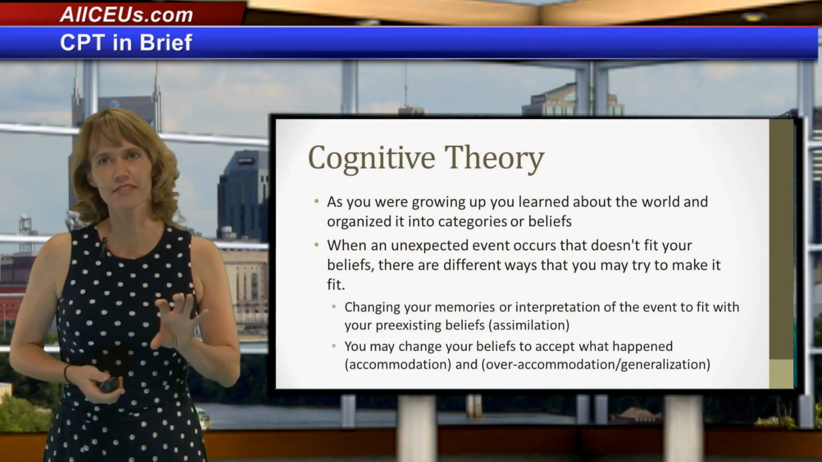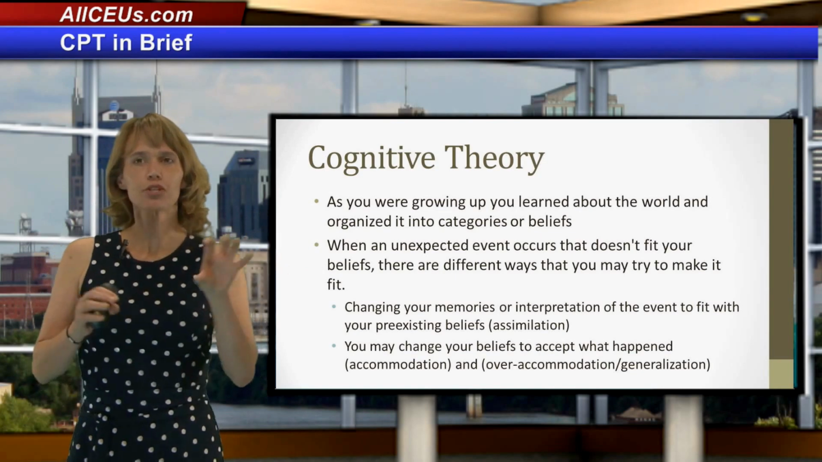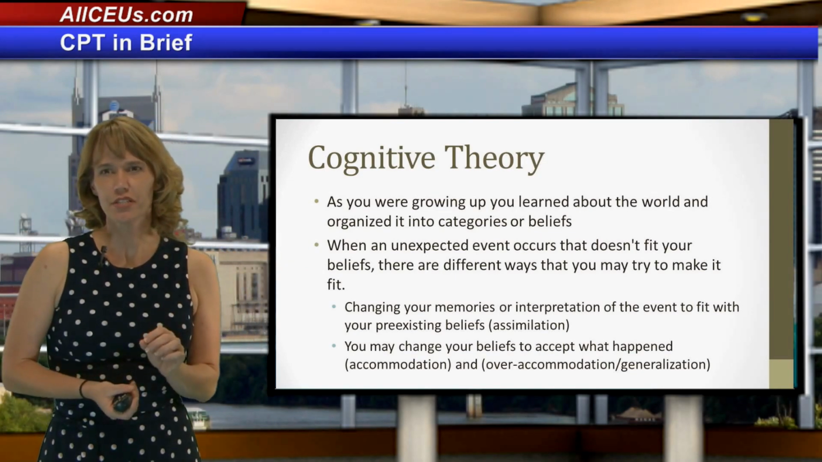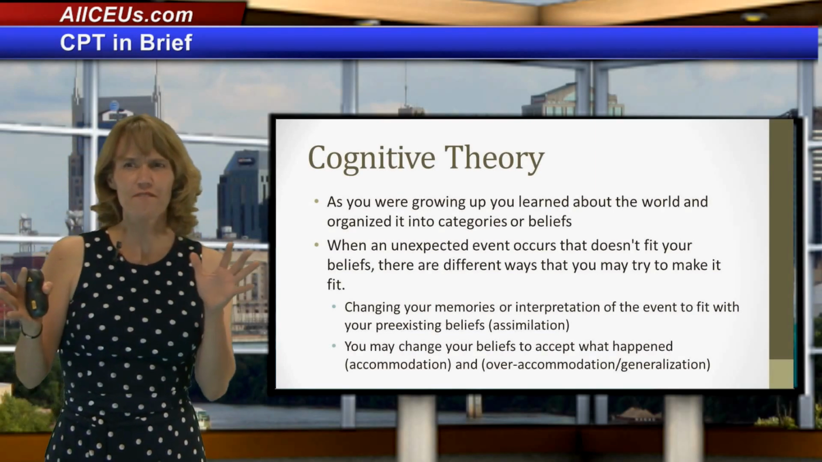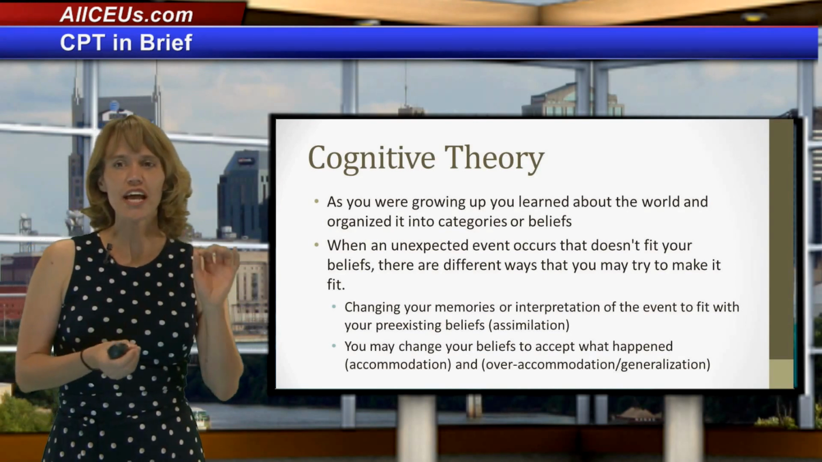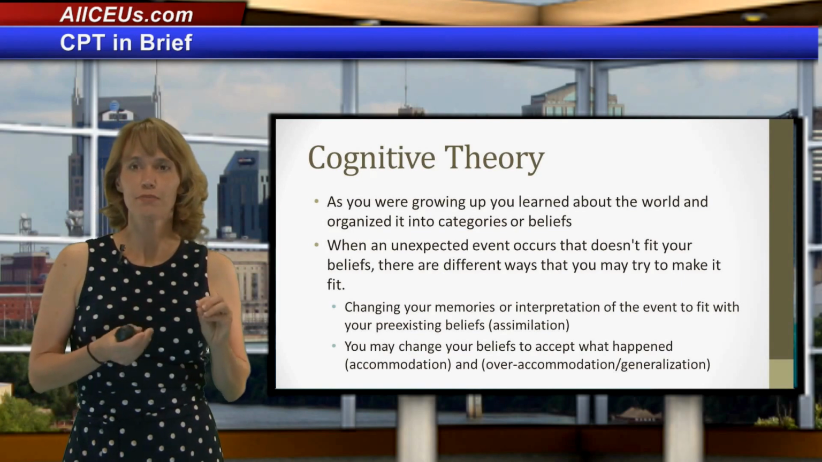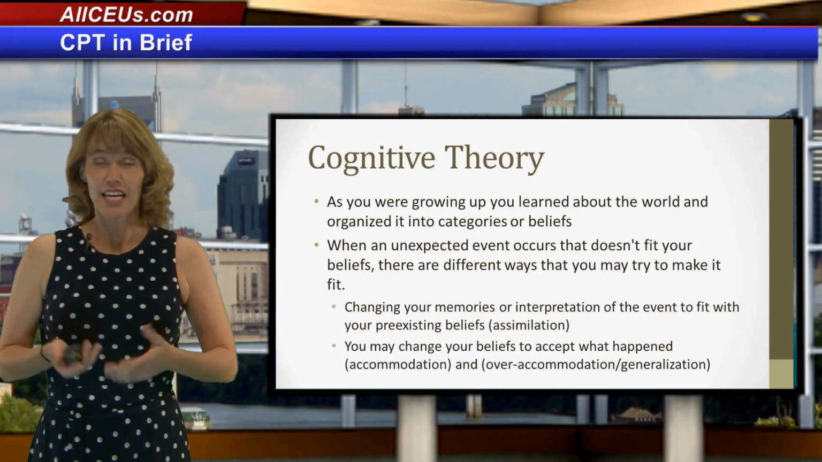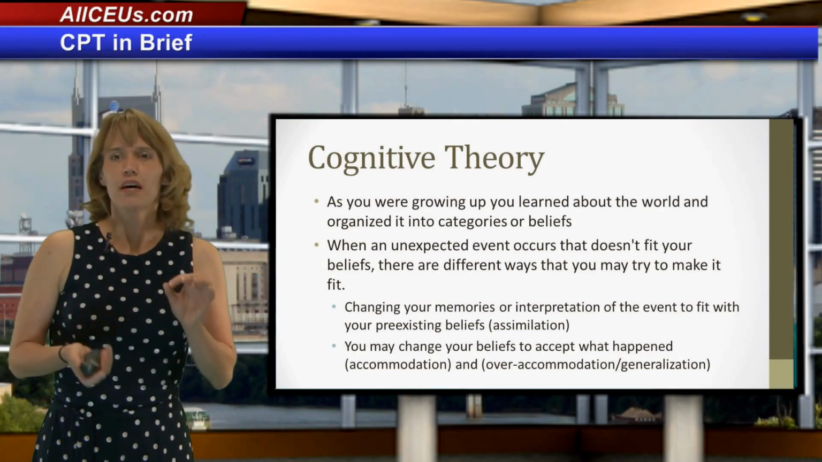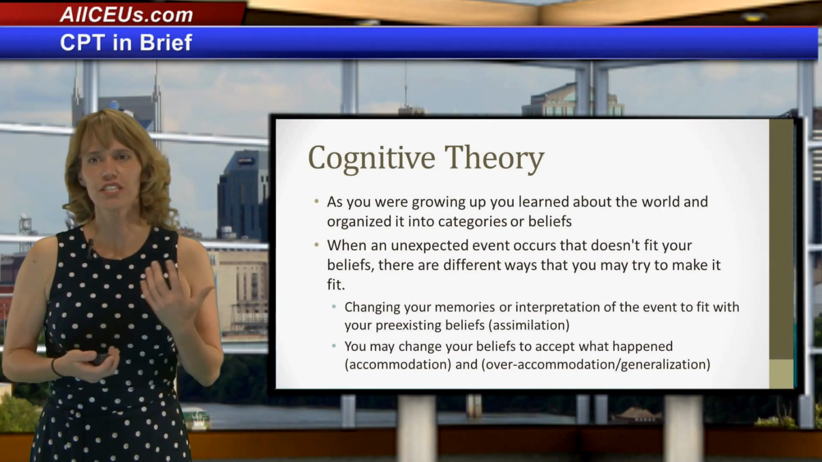So cognitive theory, again, says prior experiences help us learn how to interpret events. When an unexpected event occurs, it may not fit your beliefs. So there are a couple different things you can do with it. You can change your memories or interpretation of the event to fit with your pre-existing beliefs. So you can assimilate it into something that would make sense or something that you can deal with. Or you change your beliefs to accept what happened, which is accommodation.